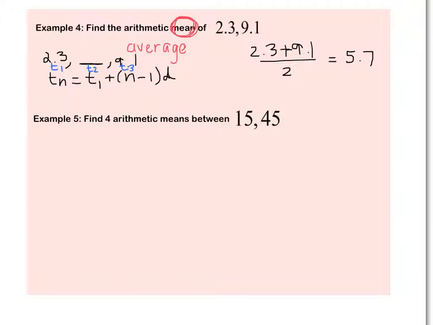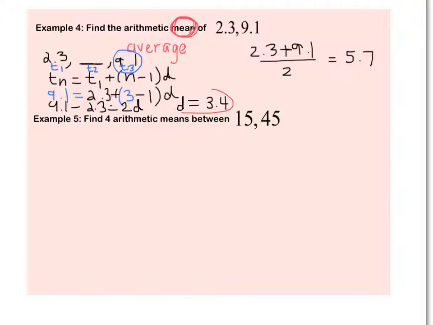So let's plug in, we know T3 is 9.1, so let's plug that in. So when n is 3, and then we know T1 is 2.3. So, okay, let's solve that for D then. So we would do 9.1 minus that 2.3, that equals 2D, and then we divide by 2. So D equals 3.4.